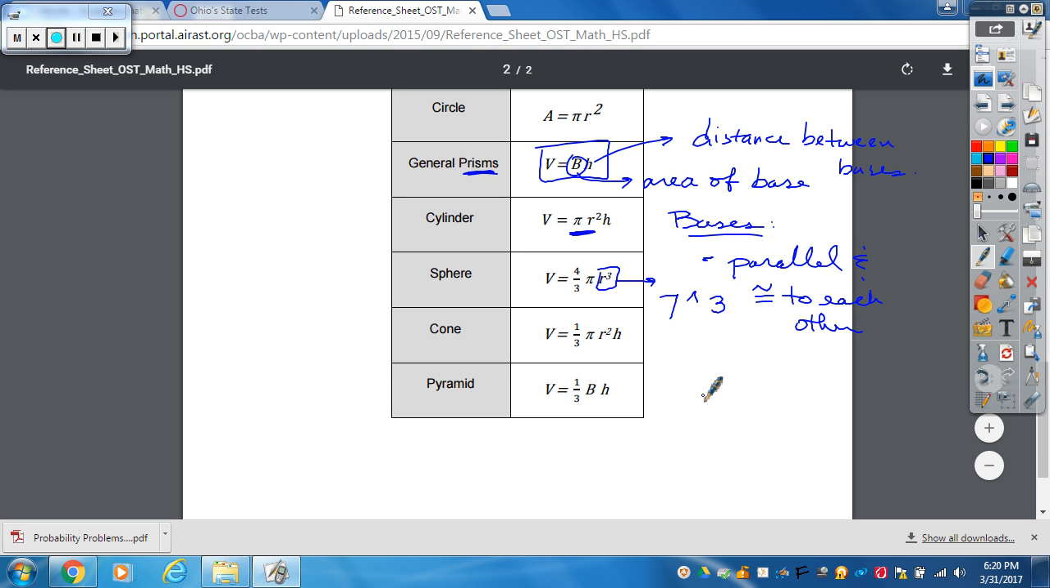Cones and pyramids, same type of structures. They've got only one base as opposed to the two bases of the cylinder and the prisms. We'll talk about this later on this year, but they are 1/3 the volume of the prisms and cylinders. Okay, so that's just a general overview of the formula sheet.